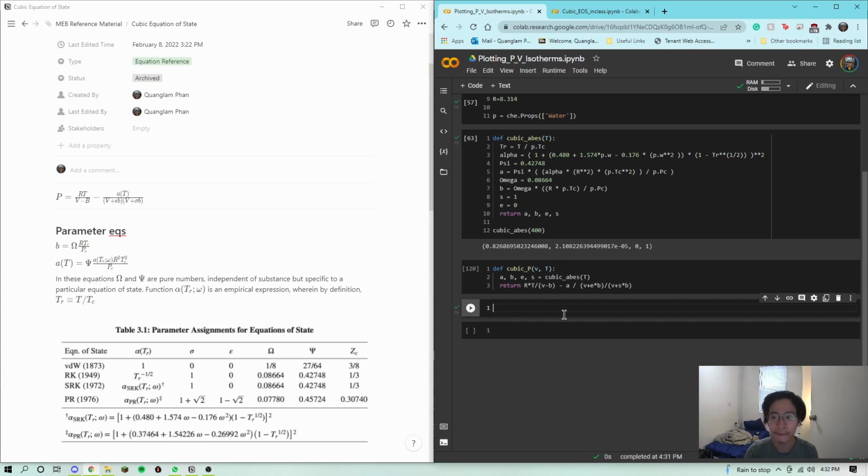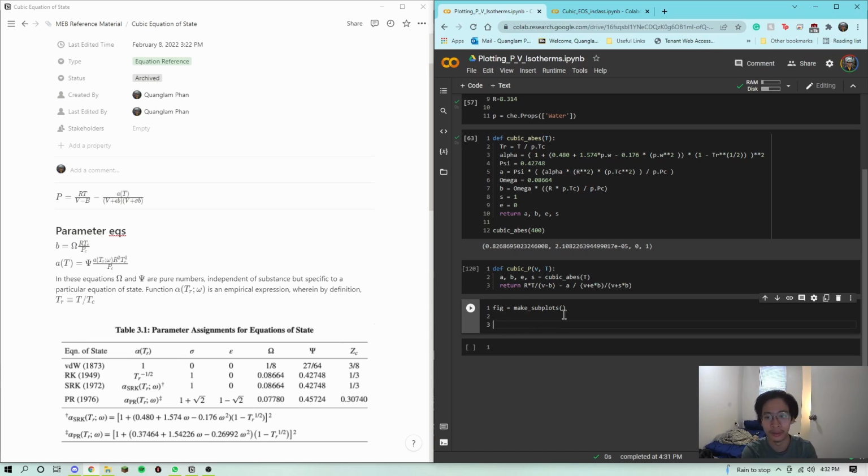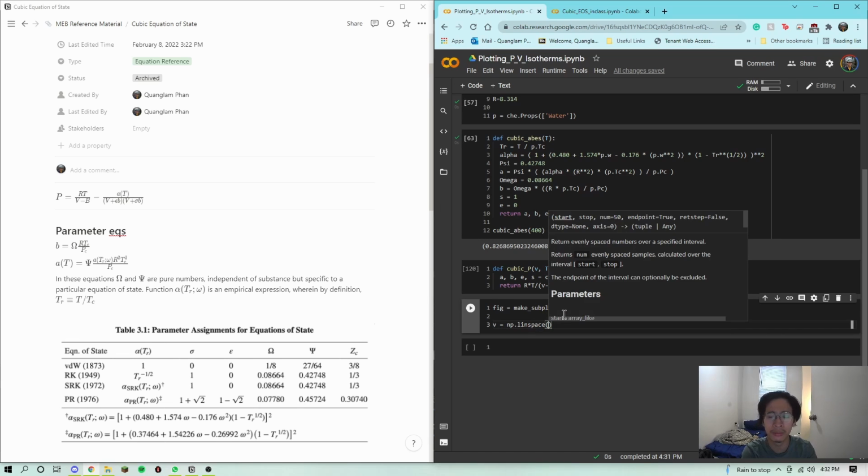But without further ado, let's go ahead and get started with the graphing. So first thing we want to do is create our figure. Figure equals make underscore subplots, right? And we want to have a set of data to plot, and our data is volume. So we're going to do the standard linspace, and I'm telling you right now that this is wrong, okay? But we'll do it wrong first, so that I can explain to you why we do the things we do to make it right, okay?